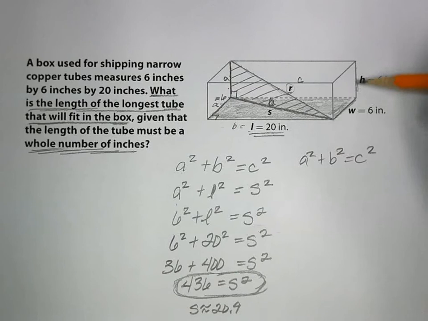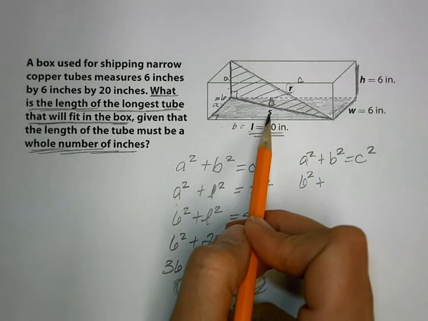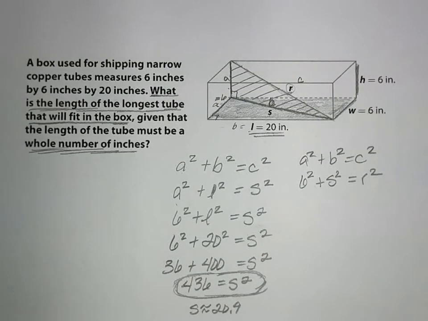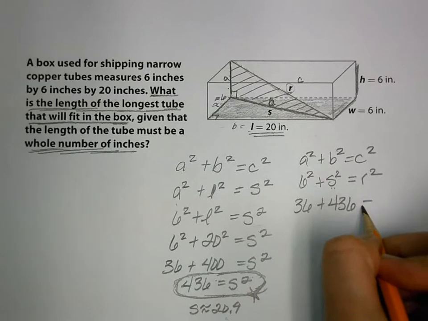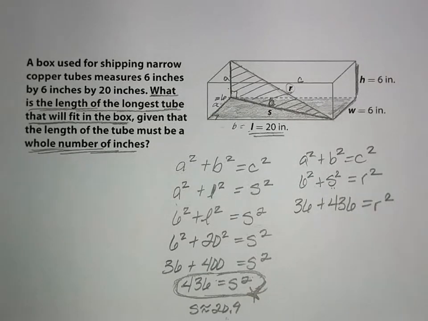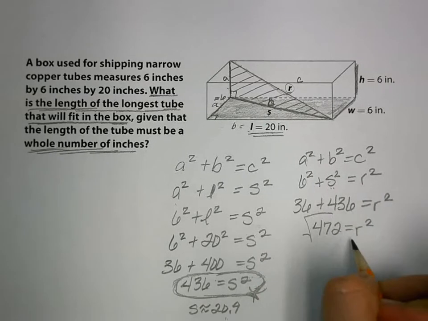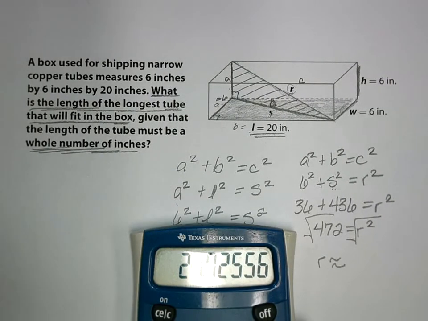My A, as you can see over here, is 6 inches. 6 squared plus, my B was S, so it's really S squared equals, and I've got R in the position of C. Now my S squared is right here, so there's no reason for me to use this decimal. I already know what S squared is. So 6 squared is 36. S squared is 436, and that's equal to R squared. 36 plus 436 is 472. And now I'm going to take the square root of both sides with my calculator and get R is approximately 21.7.